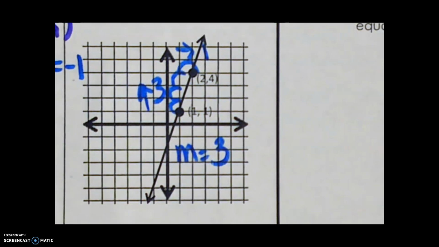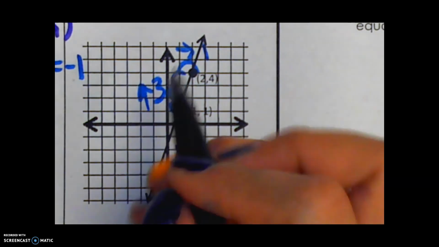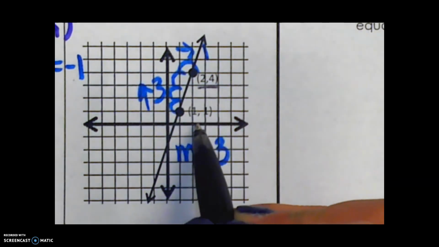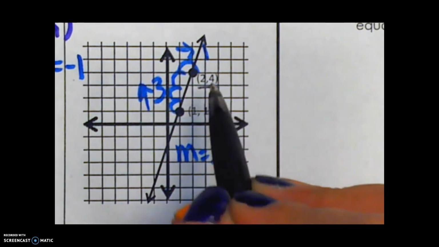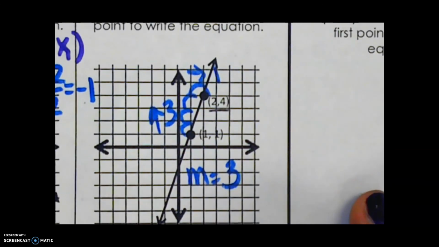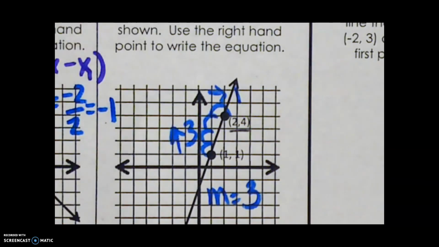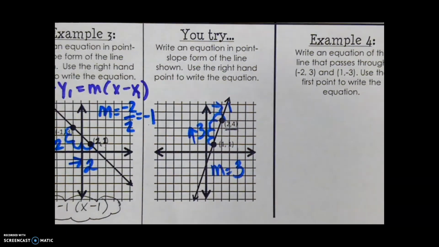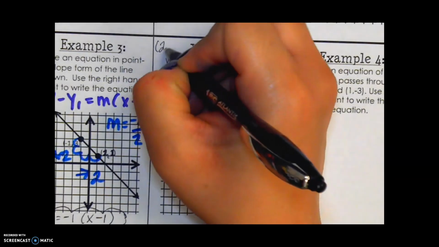All right, you can pick either point. I'm just going to pick 2, 4. If you picked 1, 1, that's fine. But I'm going to go with 2, 4. Let me try to focus this. Yeah, I'm going to go with 2, 4. So if I use the point 2, 4, I'm going to put it up here, 2, 4.